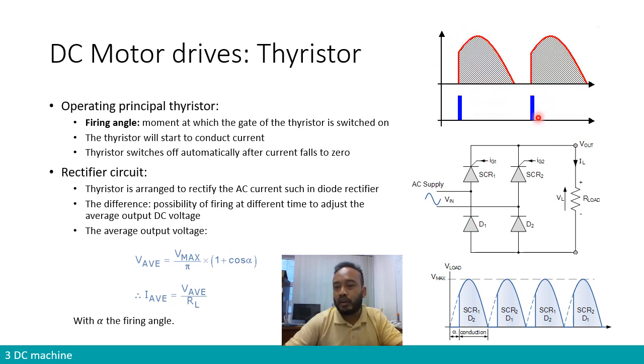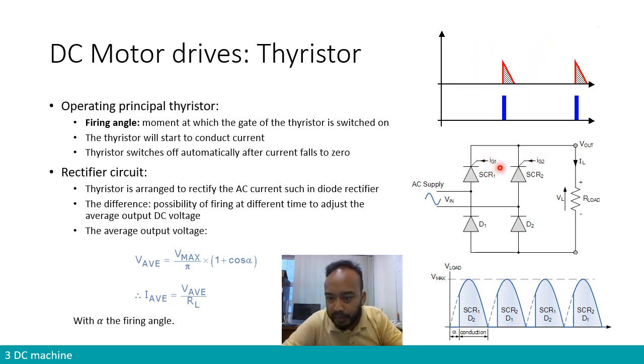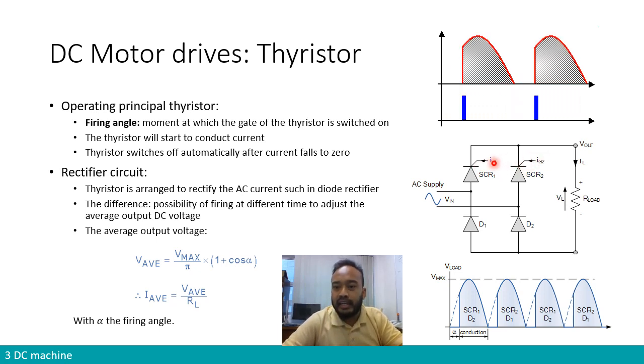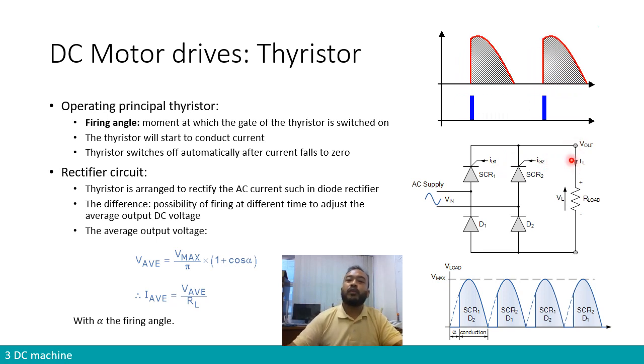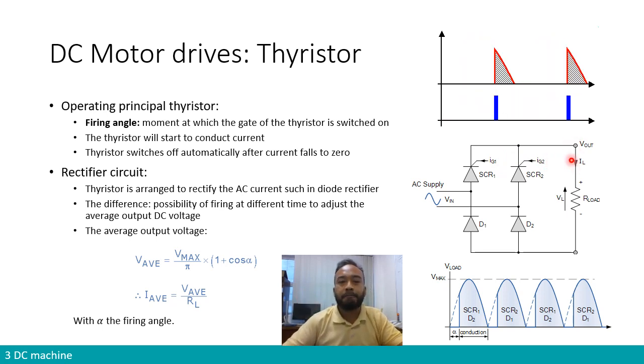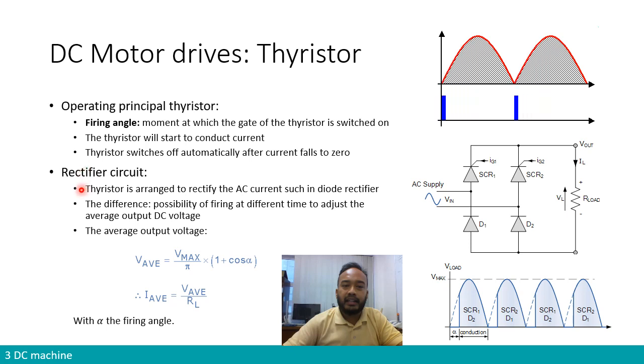So you need to switch it on back for the next cycle. So the control of this gate over here, noted as, for example, IG1 and IG2, is basically connected to a microcontroller where you program the timing of the firing. Okay, and then we have, of course, the rectifier circuit.